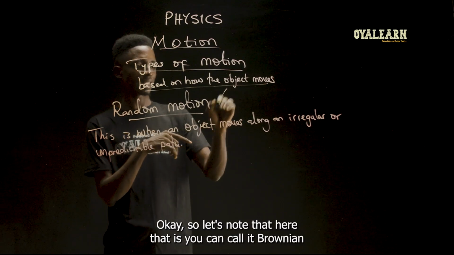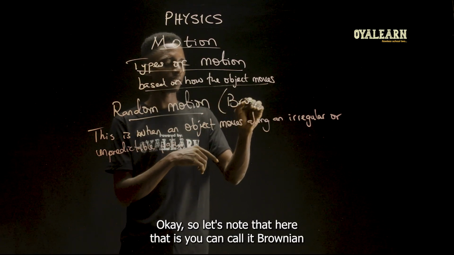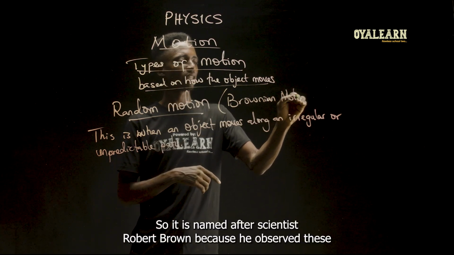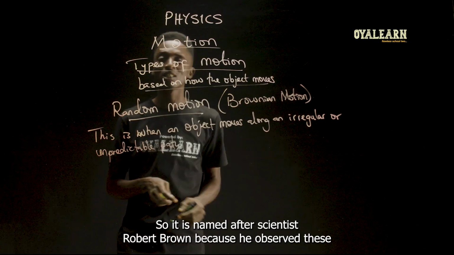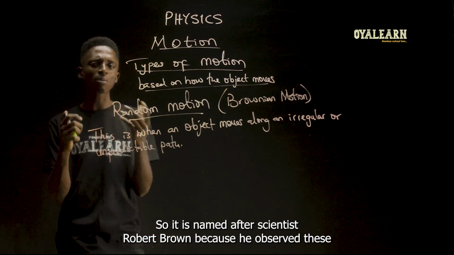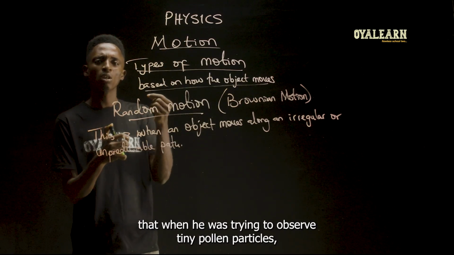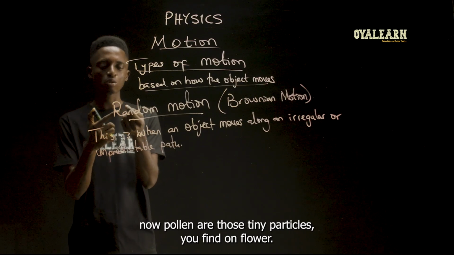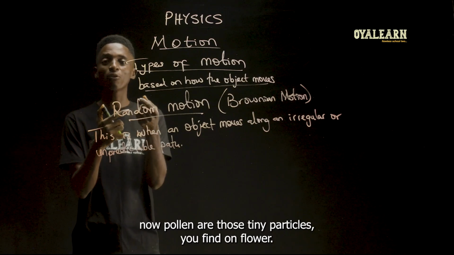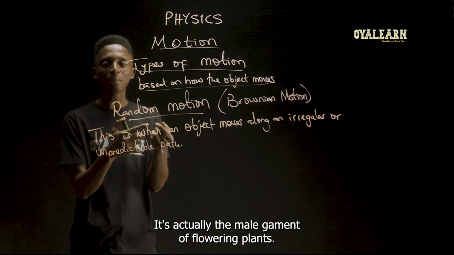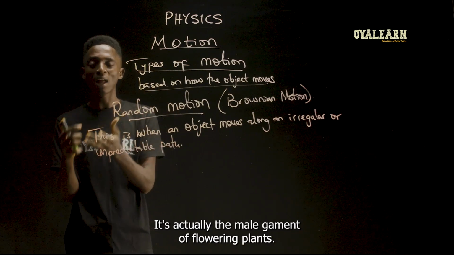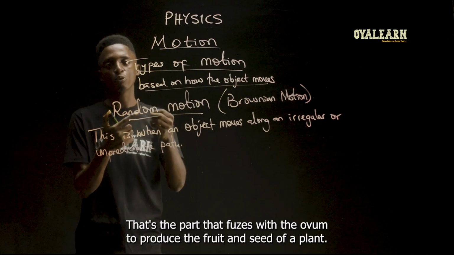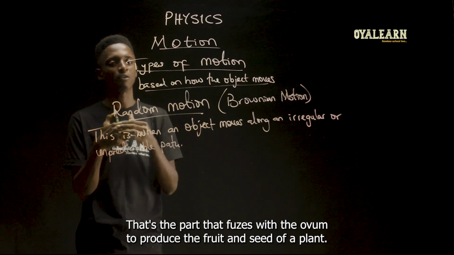Okay, so let's note that here. That is, you can call it Brownian motion. So it is named this after scientist Robert Brown because he observed this when he was trying to observe tiny pollen particles. Now, pollen are those tiny particles you find on flowers. It's actually the male gamete of flowering plants. Okay, that's the part that fuses with the ovum to produce the fruit and seed of a plant.